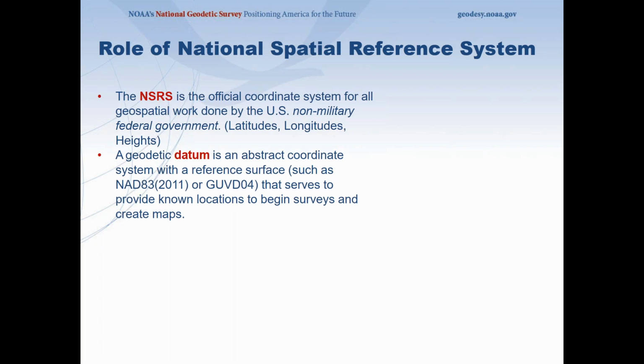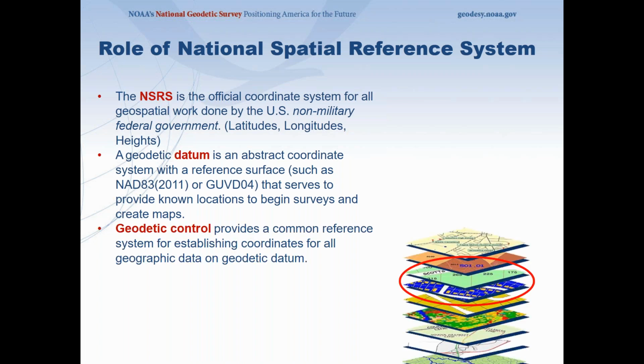In that, we have what we call a geodetic datum, which is an abstract coordinate system with a reference frame, such as NAD 83 (2011) or the Guam Vertical Datum of 04, which is a vertical datum. So these serve as datums that provide our known locations to begin surveys and create maps.